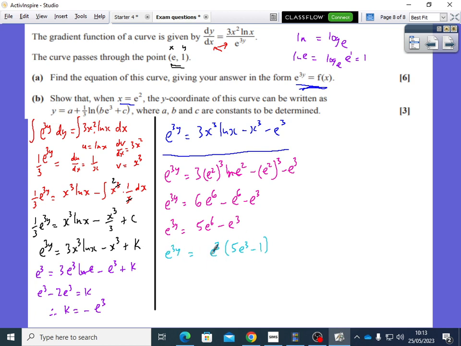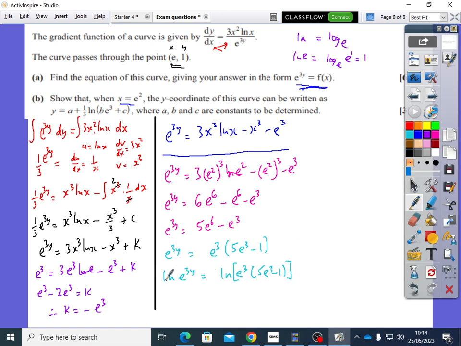So what we can do now to get rid of the e is natural log both sides. It's telling you it wants a natural log in there. If I natural log the left hand side, and then natural log this side. Now don't forget, I'm going to natural log all this product. I'm going to use a different color now. So ln will cancel with e, so that would just leave me with 3y.